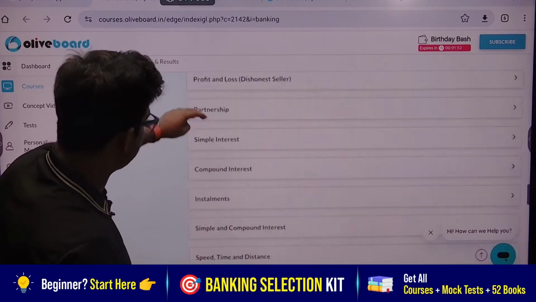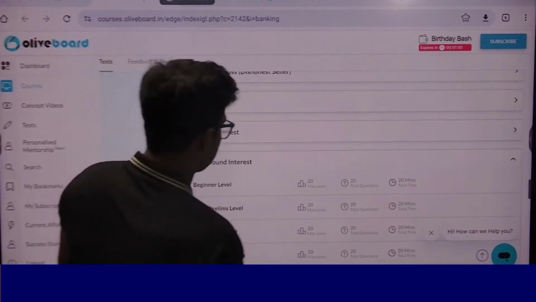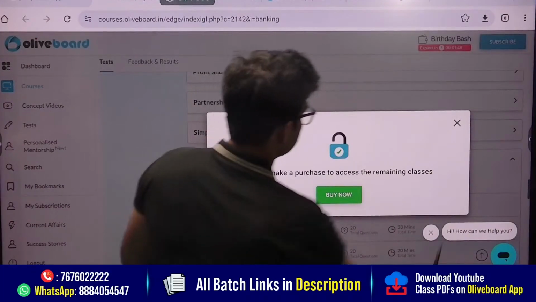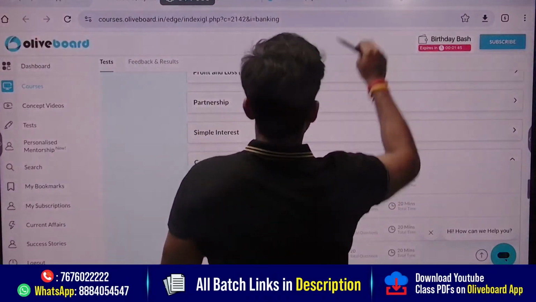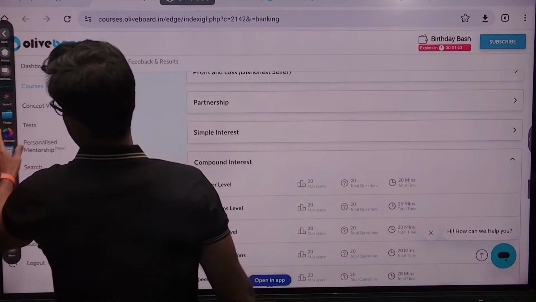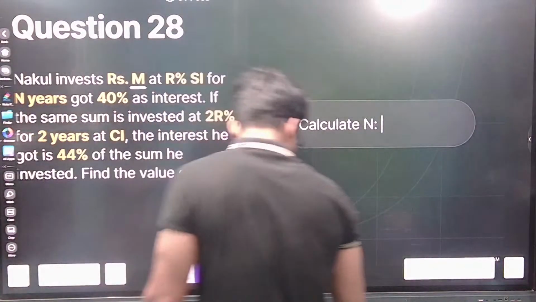Let me just see whether there is also a question on compound interest. So let us go for compound interest. Okay, this I cannot go, let it be. Let us come to the class now. Please solve.